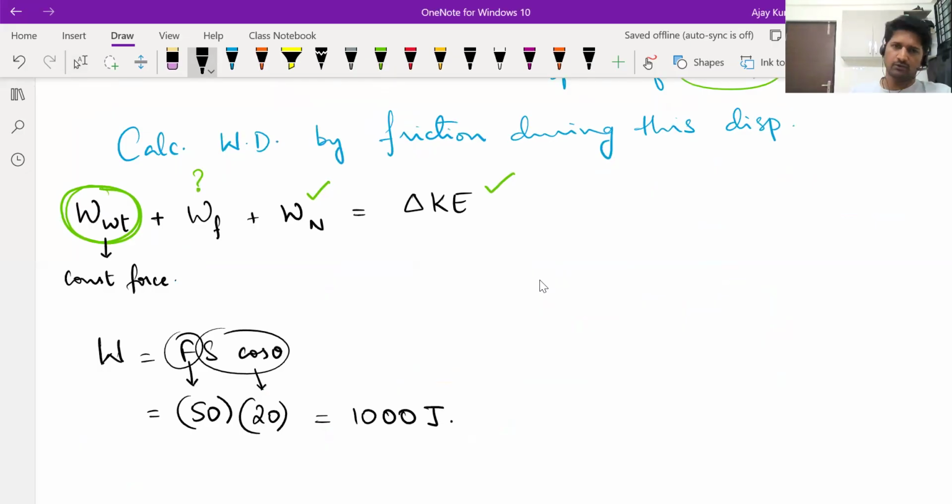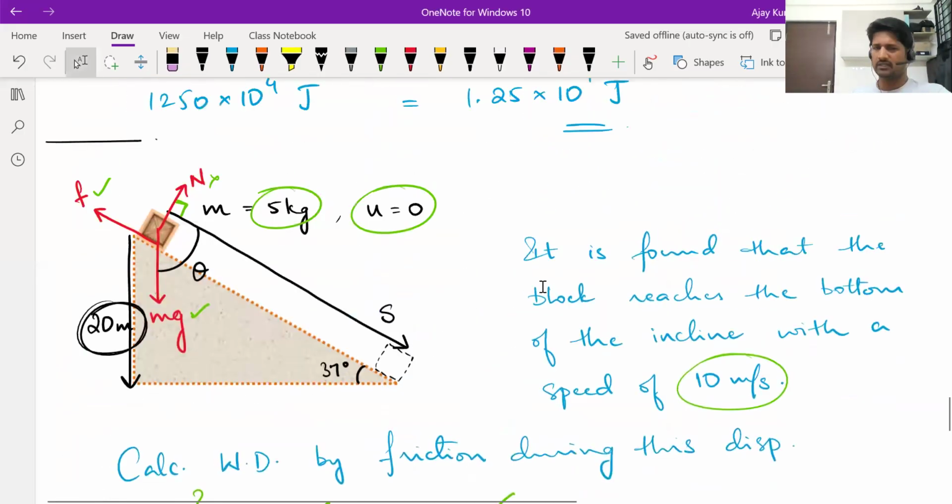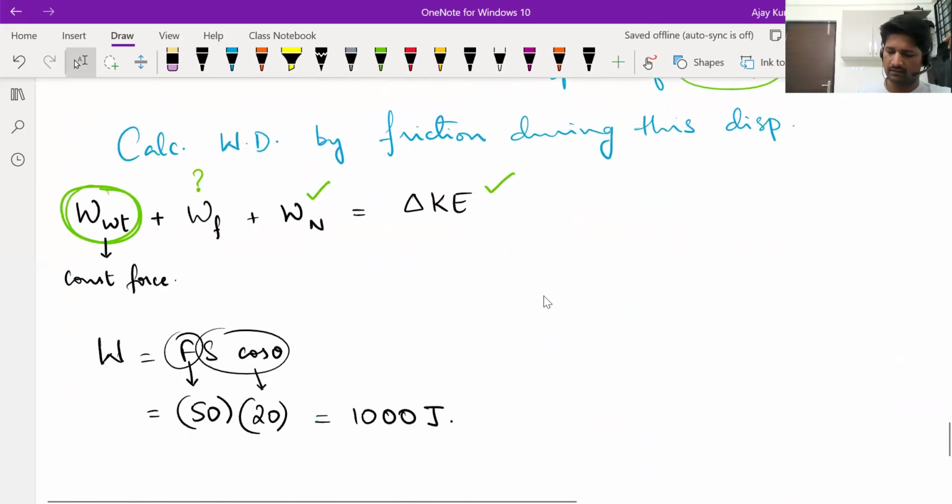Okay, we can do it the way you said also. You are saying mg sin theta will do work, and based on that you calculate it. You can do it that way, but it is unnecessary. You can tell work done by weight directly. So weight is doing 1000 joules of work.